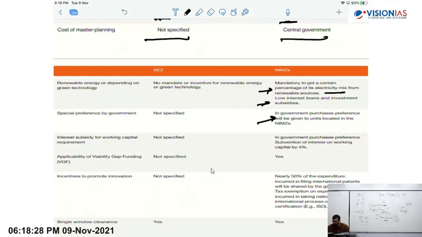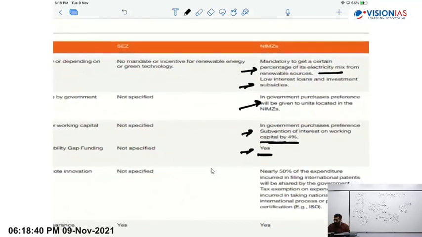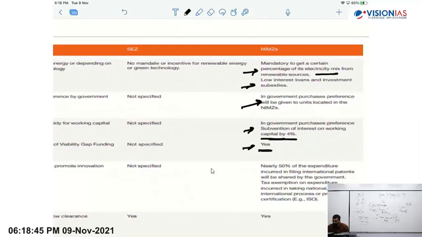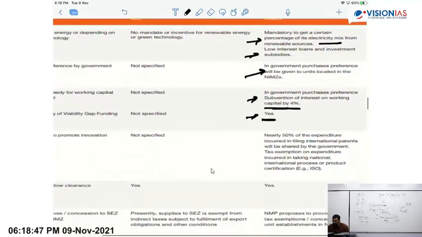In government purchases, subvention interest on working capital of 4% and applicability of viability gap funding, yes. So when the government is purchasing, you get a 4% credit, an operational credit benefit also. Incentives to promote innovation: 50% of expenditure incurred in filing IPs will be shared by the government. Expenditure incurred in national IP processor product certification is also covered. Again, incentives for innovation. Tax exemptions and concessions to units established in NIMZ.